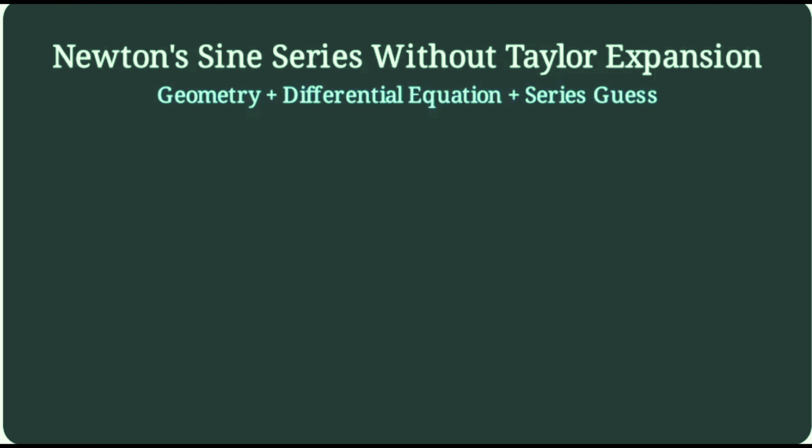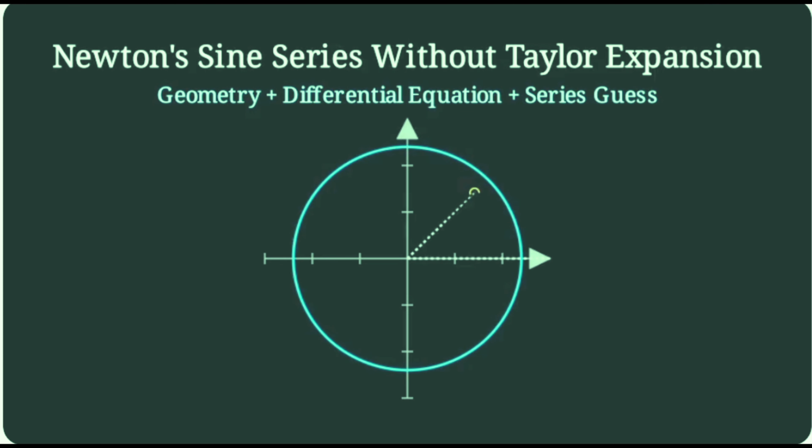First, let's recall what sine means. We will use the unit circle where the radius is 1. The angle theta is measured from the positive x-axis, and the sine of theta is simply the y-coordinate of the point. We'll label the angle theta and show that the y-coordinate is the sine of theta.